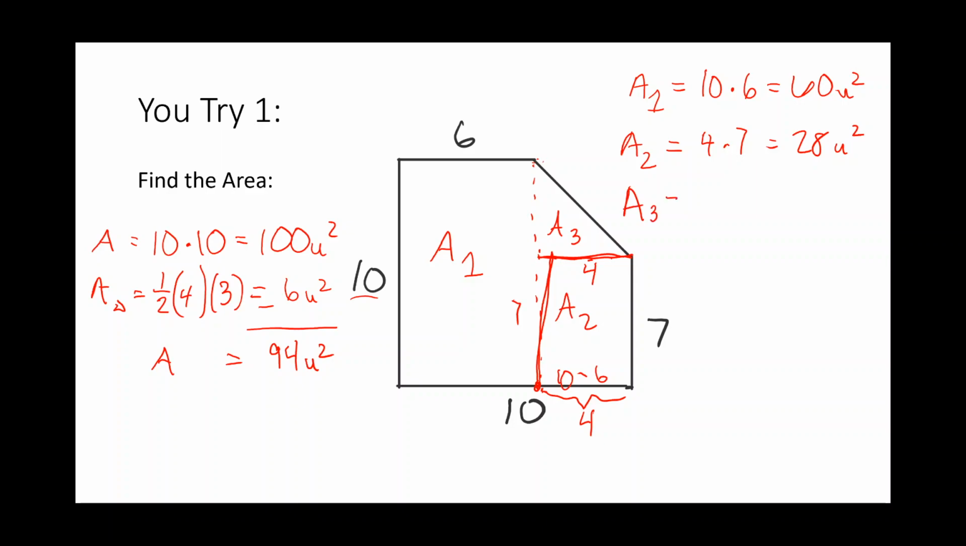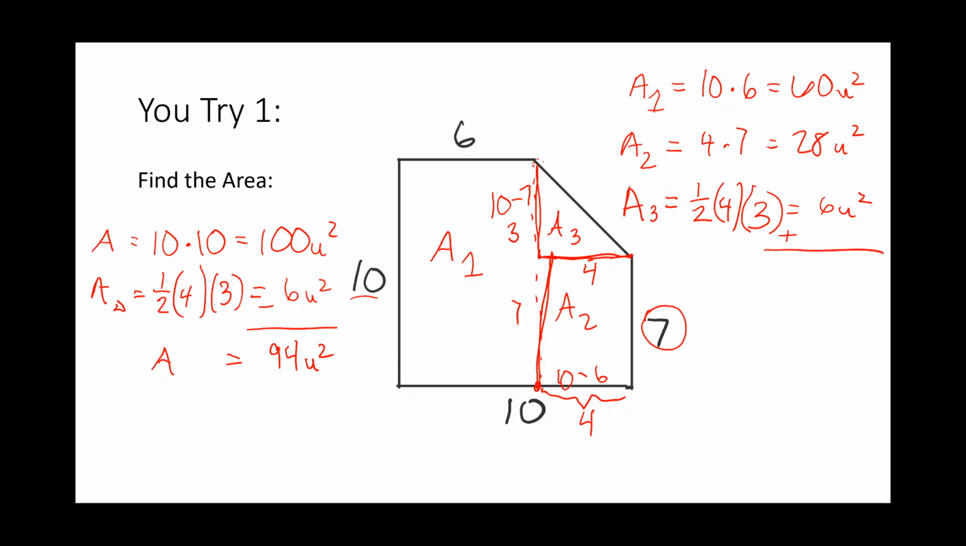Now it's time for my triangle. My triangle, I already know the base. The area of a triangle is 1/2 times the base. Now I need to worry about the height. My height is this side, 10, minus the 7 that we're not going to use. So 10 minus 7, which is 3. 1/2 times 4 is 2. 2 times 3 is 6. So I should get 6 units squared.